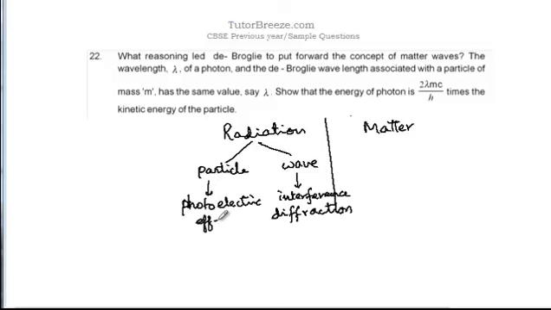Now, if you look at matter, matter of course behaves like a particle of mass m. Now de Broglie suggested that since everything in nature is symmetrical, radiation or energy and matter should have a symmetrical nature. So matter should also have a wave nature in addition to the particle nature. And for that, with matter, he associated a wave of wavelength lambda equal to h by p, where p is the momentum of the particle.